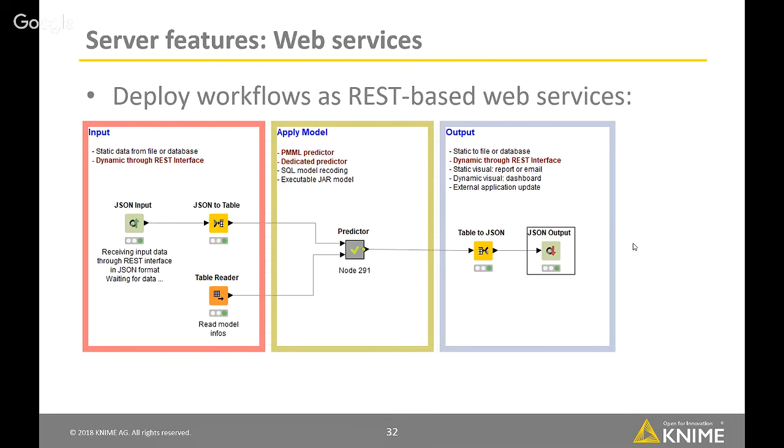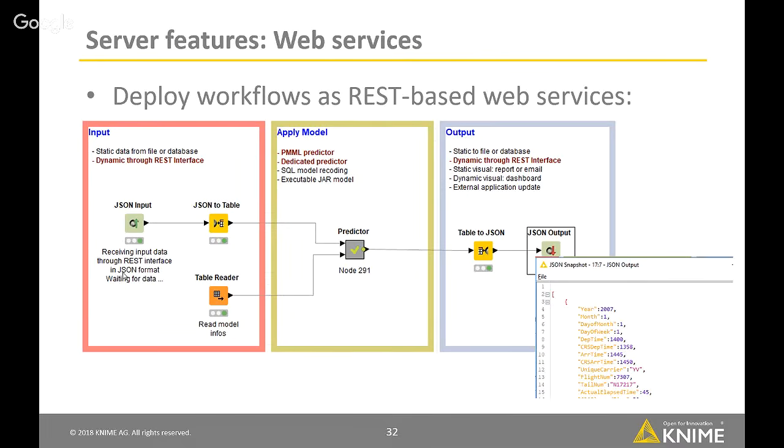And then, we have the REST API, so you can deploy workflows as REST-based web services using the JSON input and the JSON output nodes. So these workflows receive input data through the REST interface in JSON format. The workflow is deployed on the KNIME Server and keeps waiting for requests. On a request, it is executed and produces a model and the data that you need. Then you can pass this data or the results back to the other application.